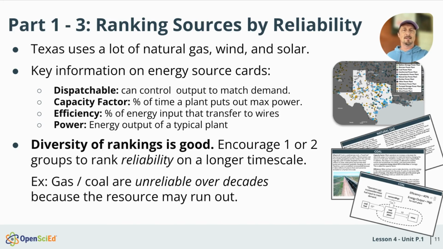During this ranking task, diversity of rankings is really, really good. We want to encourage a few groups in the room, and usually there will be some, to rank reliability considering a longer time scale. So, for example, gas and coal may be considered unreliable over decades or generations because the resource may run out. This leads to a very rich discussion when we meet together as a class to think about our consensus definition of reliability.